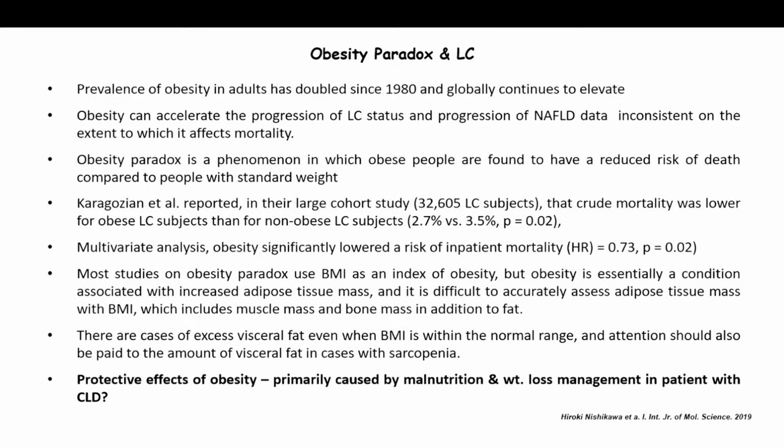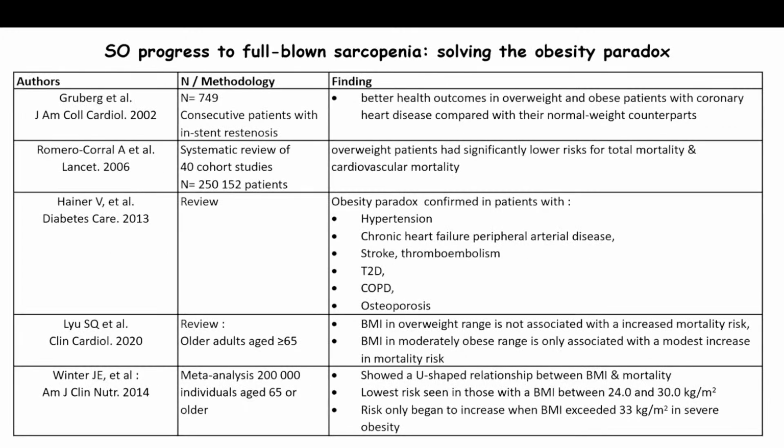Somehow this phenomenon is difficult to explain, and most studies on the obesity paradox use BMI as an indicator of obesity. But obesity is essentially a condition associated with increased adipose tissue mass, and it is difficult to accurately assess adipose tissue mass with BMI. There are cases of excess visceral fat even when BMI is within the normal range, and attention should also be paid to the amount of visceral fat in cases with sarcopenia. The protective effect of obesity is primarily caused by malnutrition and weight loss management in patients with CLD.